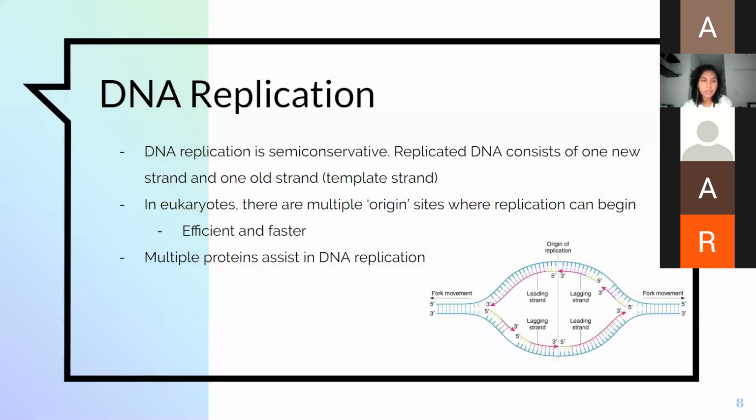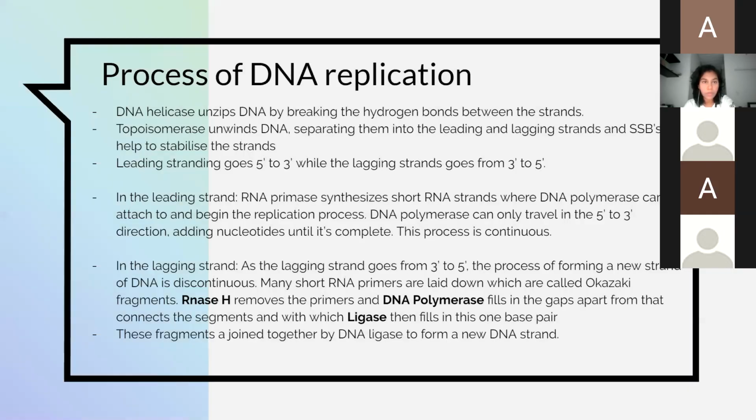Starting on, let's go with DNA replication. DNA replication is semi-conservative. What semi-conservative means is that when you replicate DNA, the new DNA is comprised of one old strand and one new strand that has been newly synthesized. In eukaryotes, there are multiple origin sites where DNA replication can begin. This makes the process of DNA replication much faster and more efficient. And there are multiple proteins that assist in DNA replication, which we are going to go through now.